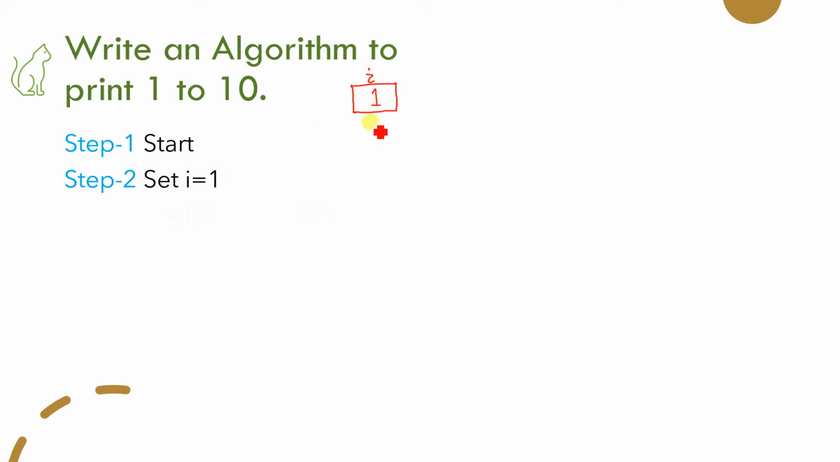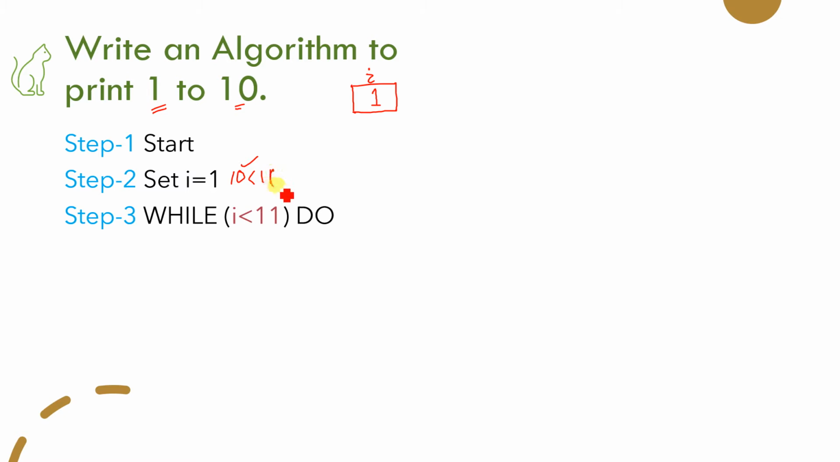Then I have to write the condition, that is I is less than 11. Why have I written I is less than 11? Because I want to print from 1 to 10. Obviously the last value must be 10, which is less than 11, and only then can I print the value 10. That's why I have written 11 here.